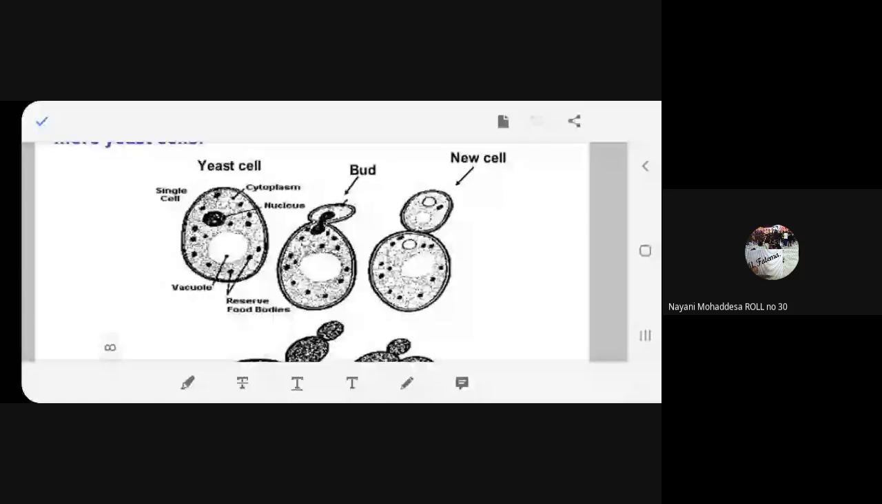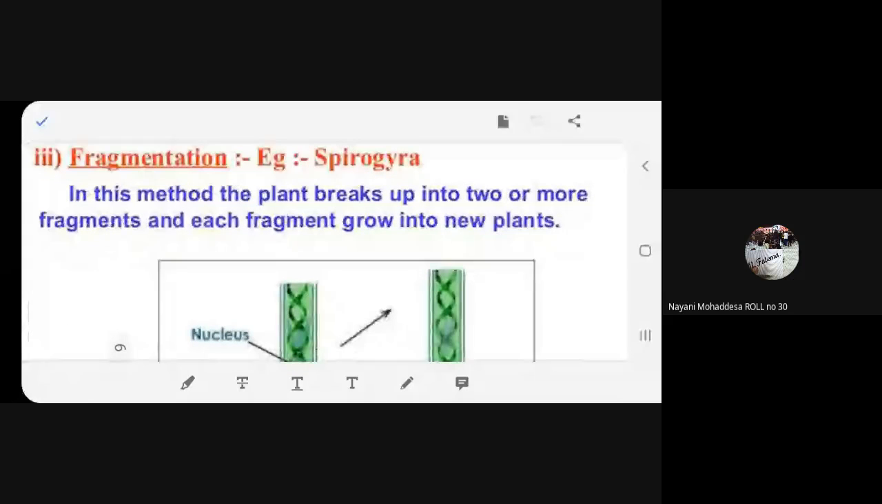Now we come to the second one, that is fragmentation. The breaking. Fragmentation means, beta, fragment. The meaning of the word is inside the topic. Fragment means breaking into pieces. So you don't have to mug up, you don't have to learn by heart. The word itself tells you the meaning.